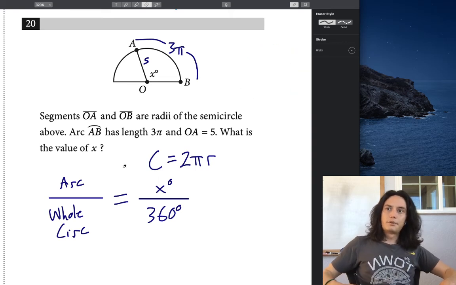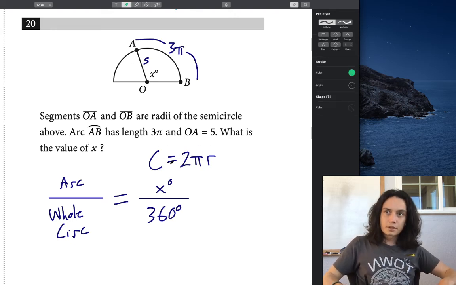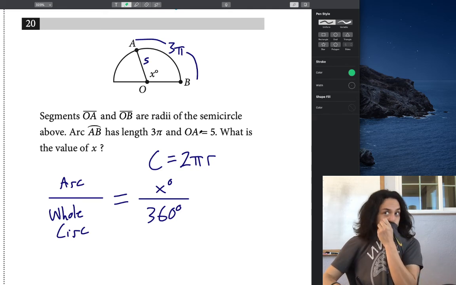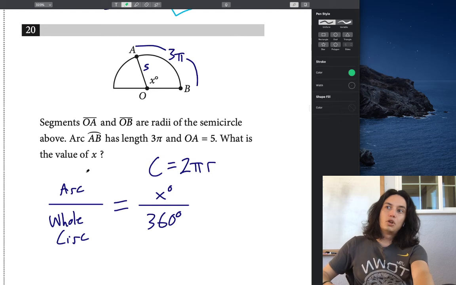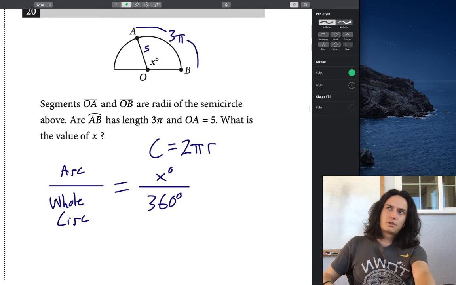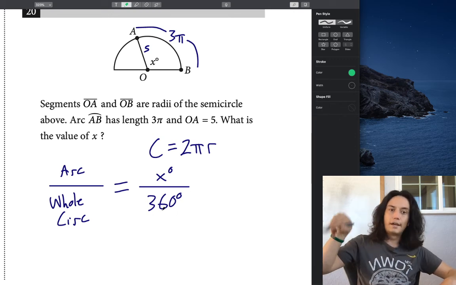So that's how we set up this particular equation. We know the equation for the circumference is 2 pi r. We have the radius, which is nice, and we have how long the arc is. So the relationship between our arc, which is 3 pi, and the whole circumference, which we're going to be able to figure out, is the same as the relationship between x, which is the angle we need to find, and 360, which is the whole way around.